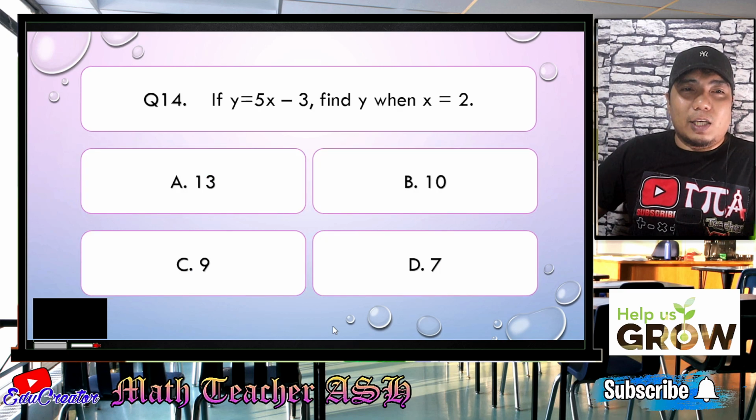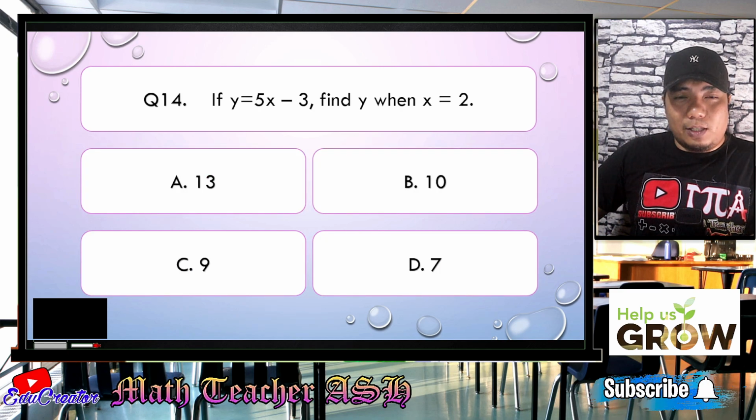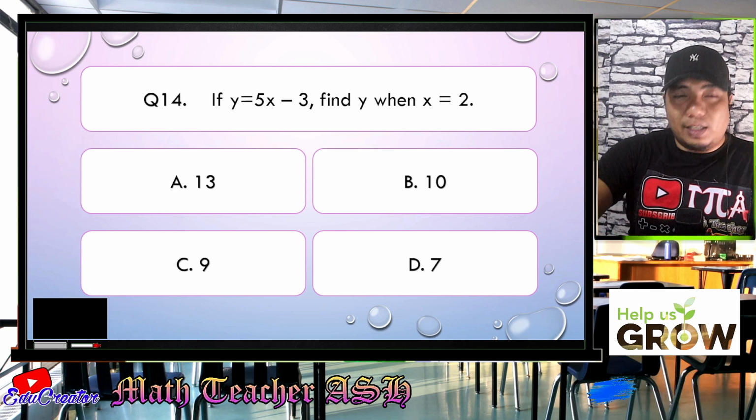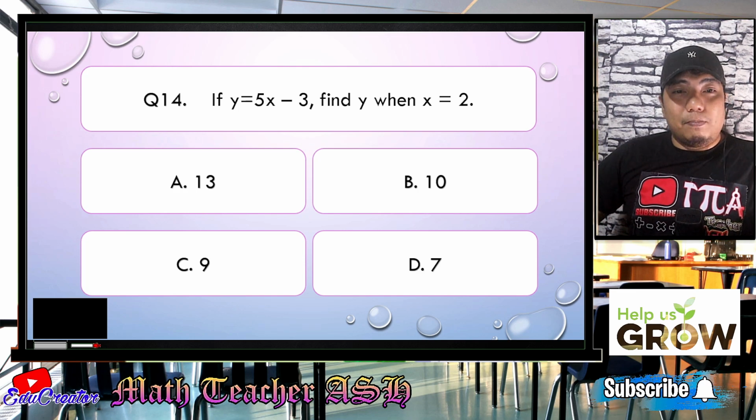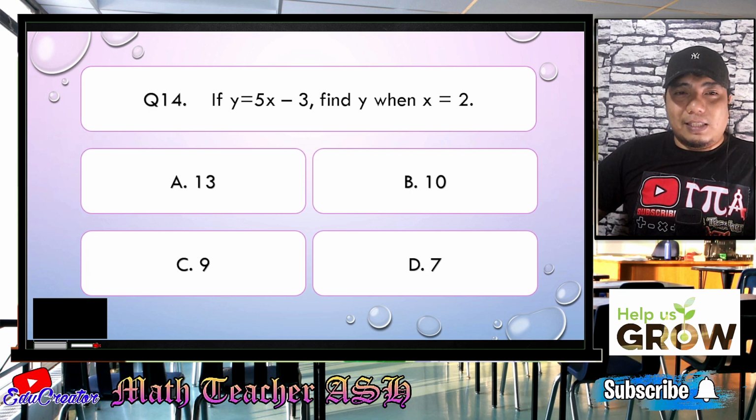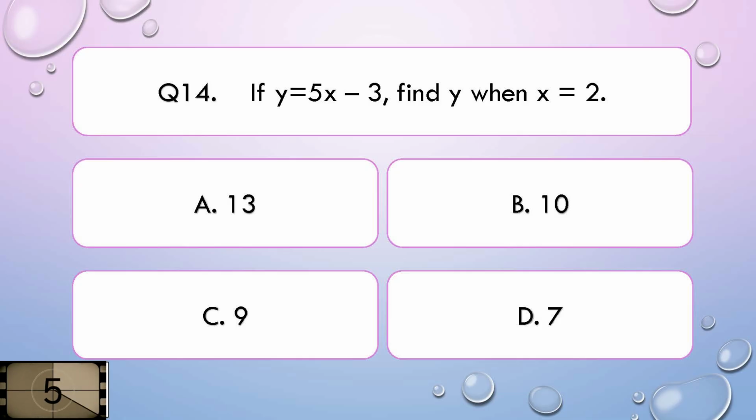If y is equal to 5x minus 3, find y when x is equal to 2. All right, very easy. Is it A, 13, B, +10, C, +9, or D, +7? I'll give you 5 seconds to think about your answer.